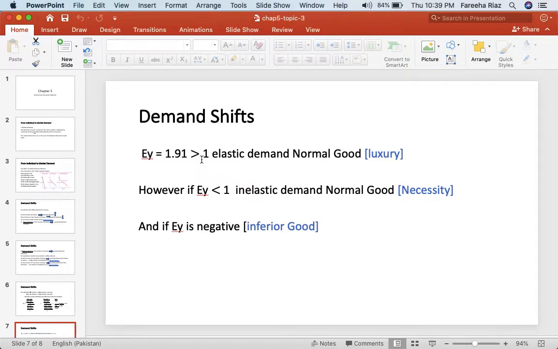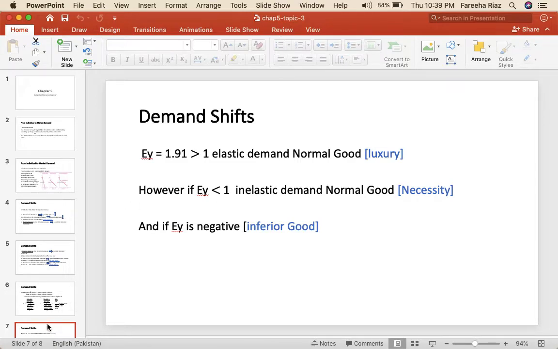However, if income elasticity is less than 1, then it is inelastic demand, a normal good but a necessity. The third case is that if income elasticity is negative, that will be considered an inferior good. So it means that we are not ignoring the negative sign. If the answer is greater than 1, normal good luxury; less than 1 positive, normal good necessity; and if income elasticity is negative, that will be considered an inferior good. Right? So I hope that it's clear up till now.